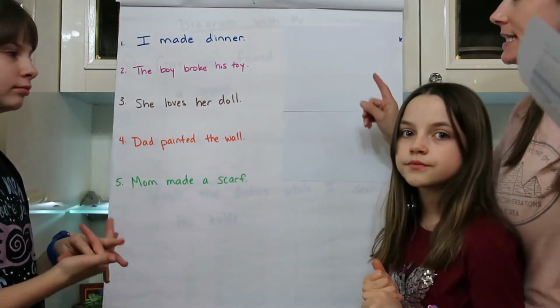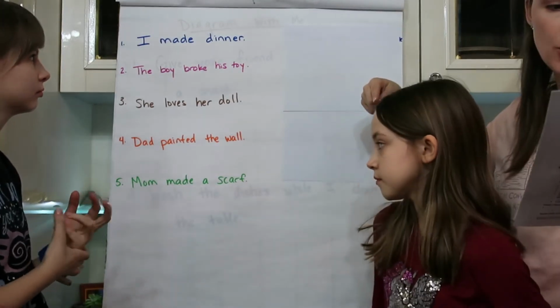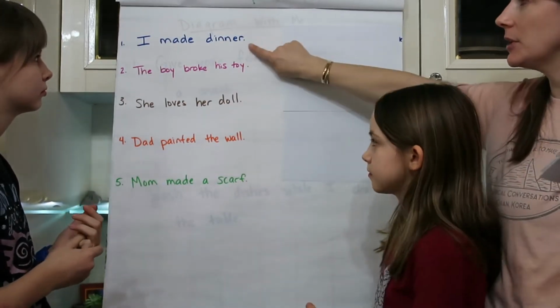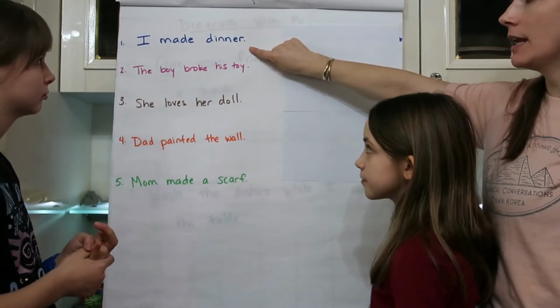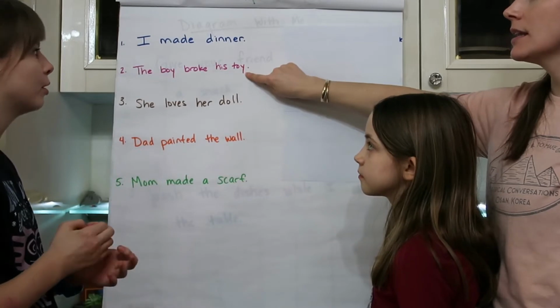I'm gonna point to the sentence. I want you to read it, and then the other person's gonna say who is doing the action. So first, Lily, will you read this one? I made dinner. Okay, Annalyn, who is doing the action? I. Okay, Annalyn, read this one. The boy broke his toy.